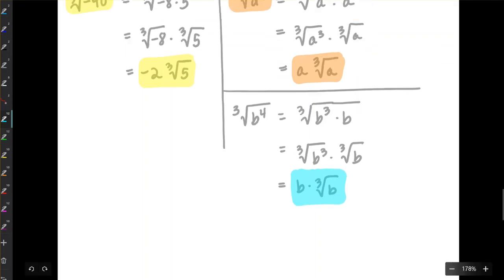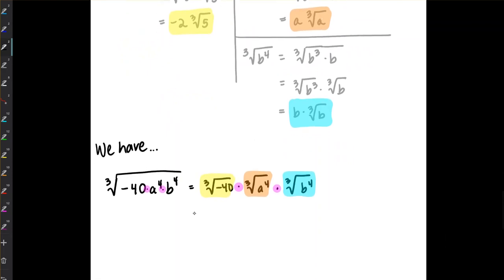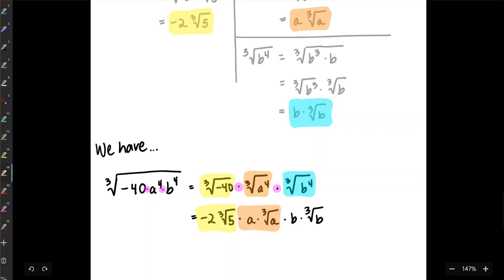We're going to put this all together. I just copied the work that we had from up above, and we simplified yellow to be minus 2 times the cube root of 5. Orange is a times the cube root of a. Blue is b times the cube root of b. And one thing that's kind of nice, actually, is that the computer will accept this answer. I want to clean it up further, but let's go ahead and put this in.